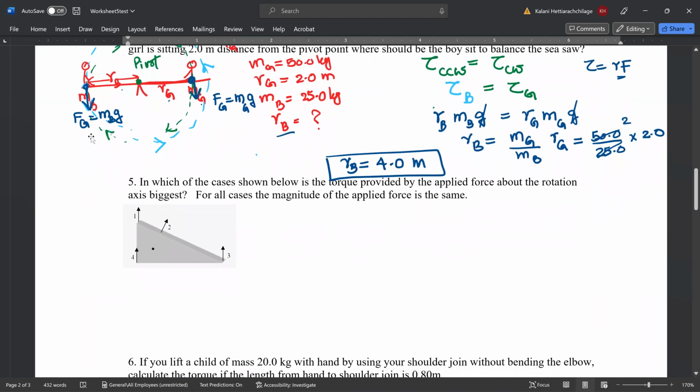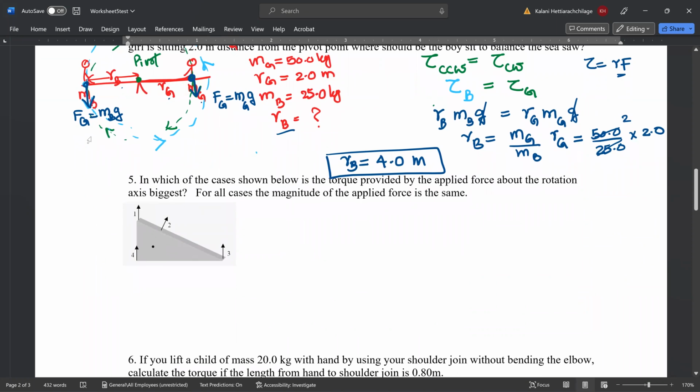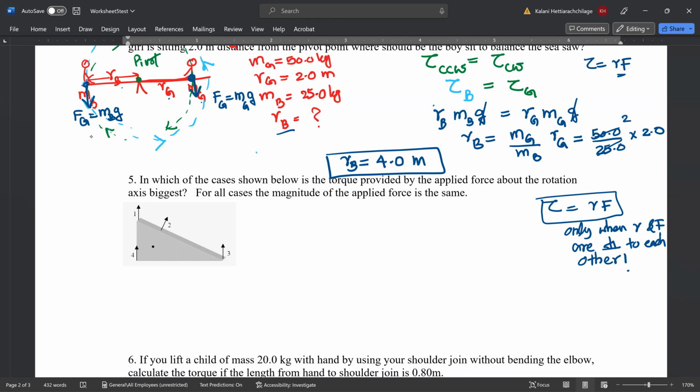Okay, so now let's move into number 5. In which of the cases shown below is a conceptual question where I want you to understand the formula torque tau equals R times F. The important thing is you can write this only when R and F are perpendicular to each other. If they are not perpendicular, you need to find a way to make them perpendicular to each other. Okay, that's the observation here. Now let's start: 1, 2, 3, 4. All have exactly the same force. It is given.